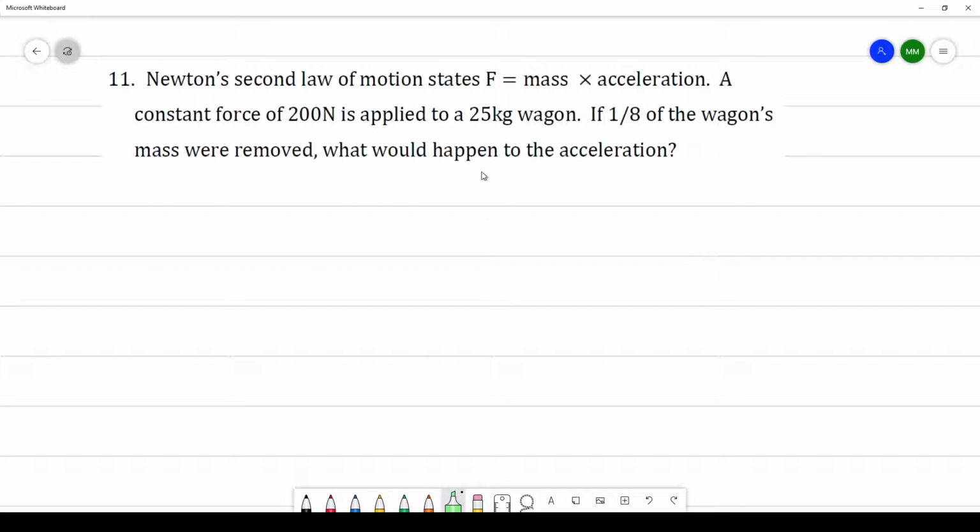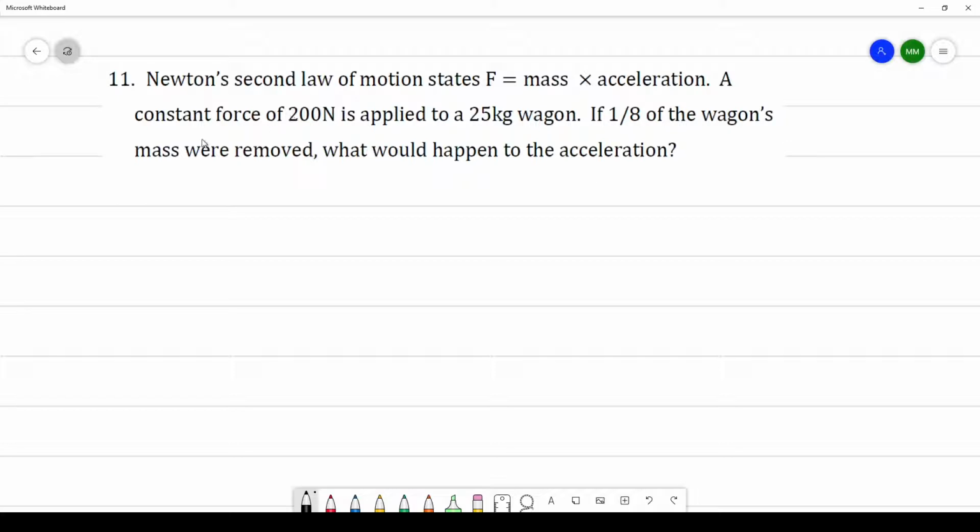So force is equal to mass times acceleration. This is a physics formula. Yeah, so it's about physics. A constant force of 200 Newton is applied to a 25 kilogram wagon. If 1/8 of the mass was removed, what will happen to the acceleration?